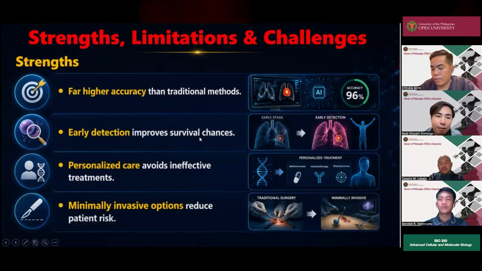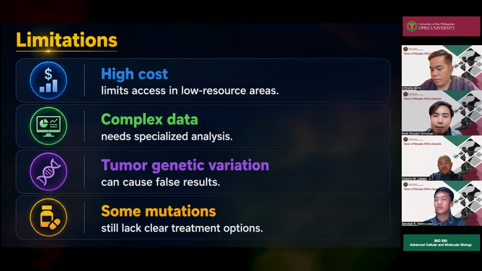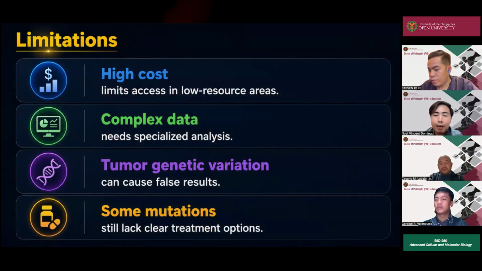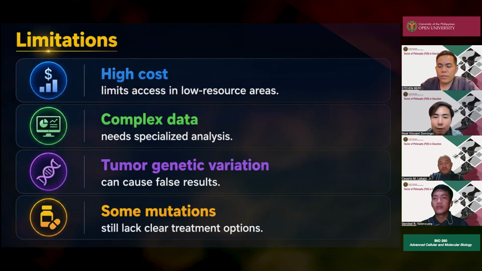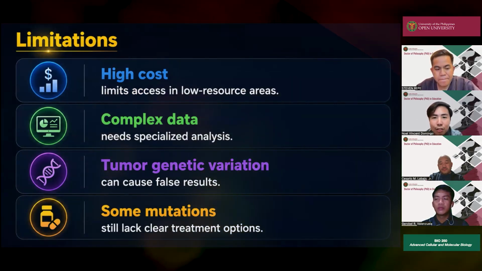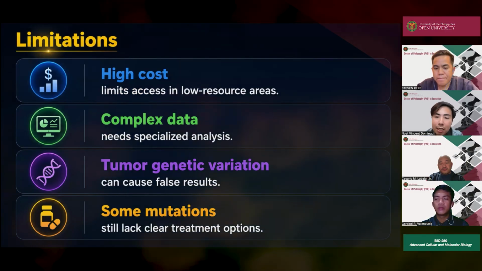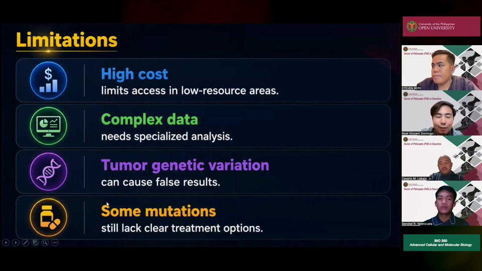So however, there are also limitations. Molecular testing, of course, can be expensive. It may not be available in low-resource areas. So the data can also be complex and difficult to interpret. Another issue is tumor genetic variation, meaning different parts of the same tumor may have different mutations.